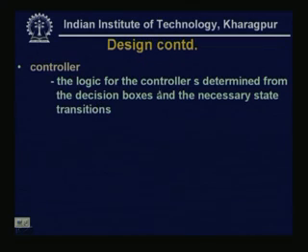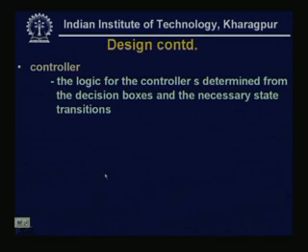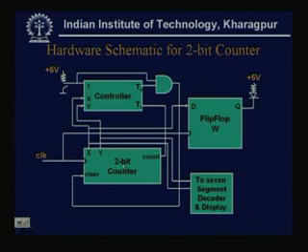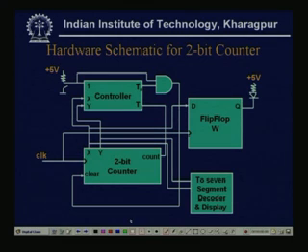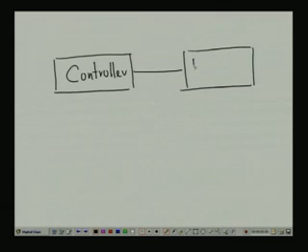And then the controller: the logic for the controller is determined from the decision boxes and the necessary state transitions. This is the hardware schematic for a 2-bit counter. Just now what we have seen, it has two parts, the controller part and the data processing part. If we draw that, one is the controller, another is the data processor.